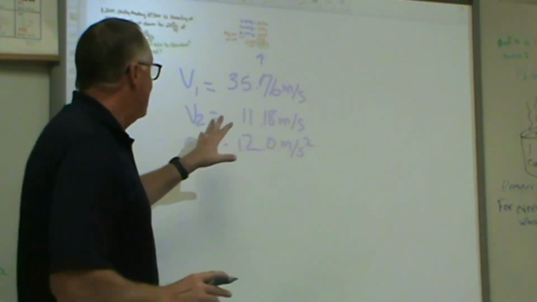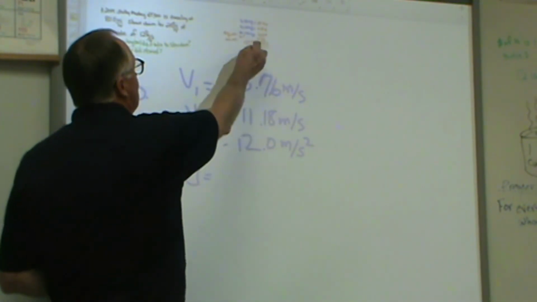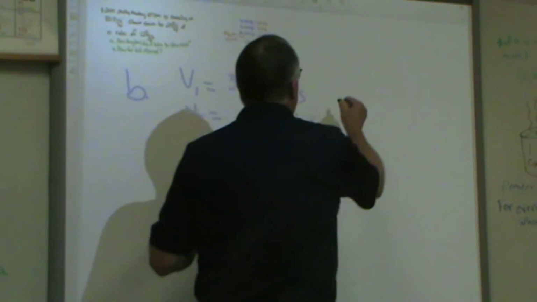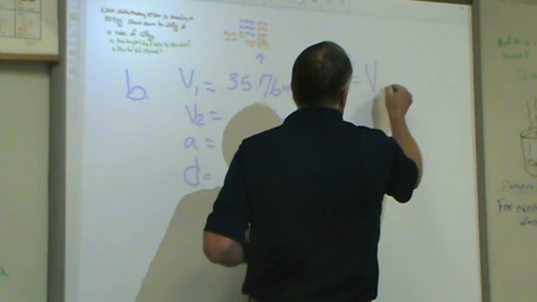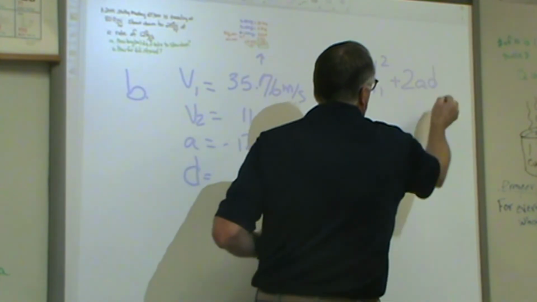Can we get D without using the T? And the answer this time is yes, we can. Because we have a formula that says V2 squared equals V1 squared plus 2AD. No time in that one.